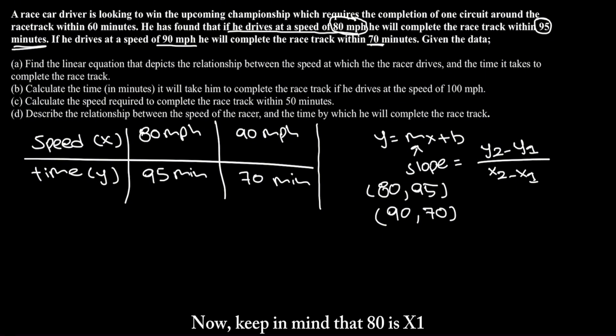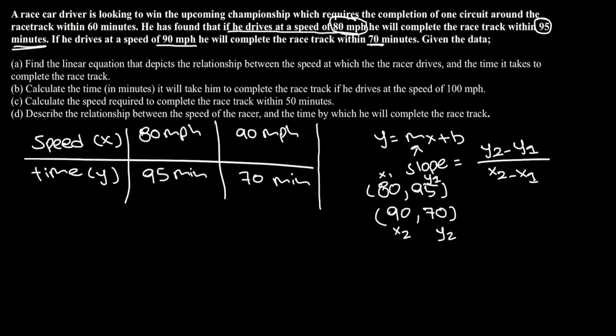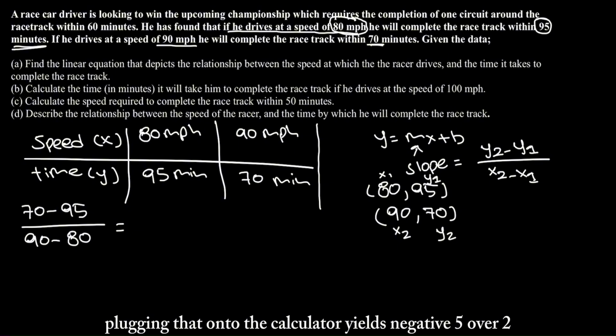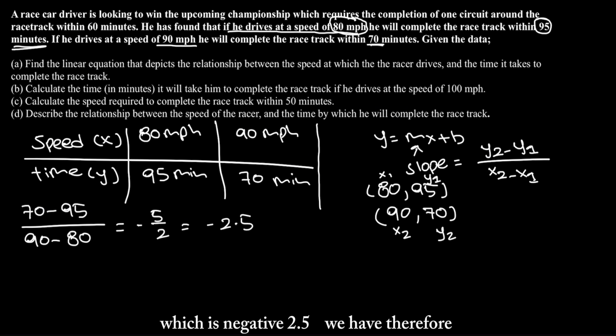Now keep in mind that 80 is x1, 95 is y1, 90 is x2, and 70 is y2. Let's substitute. y2, which is 70, take away y1, which is 95, divided by x2, which is 90, take away x1, which is 80. Plugging that onto the calculator yields negative 5 over 2, which is negative 2.5.